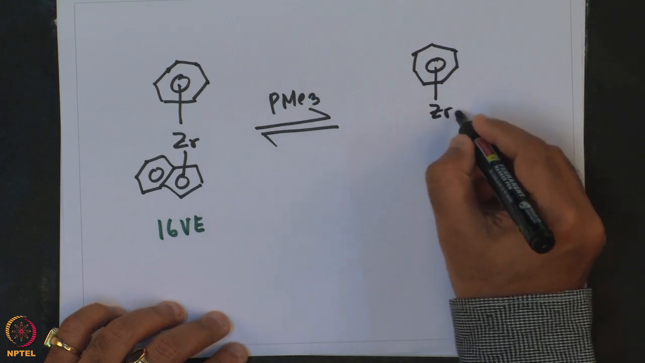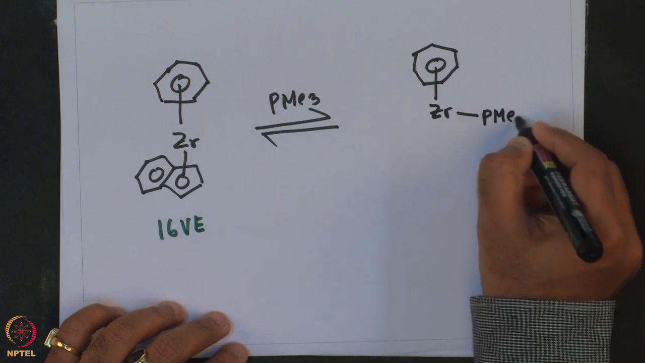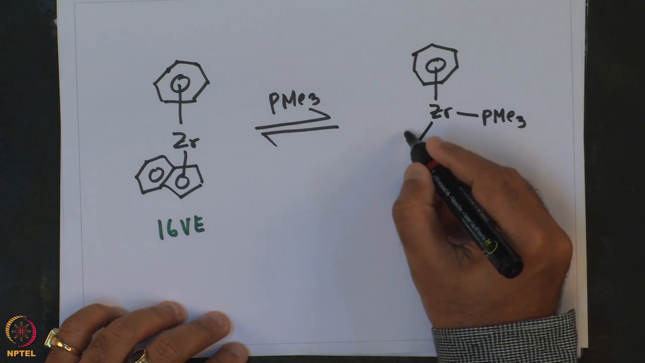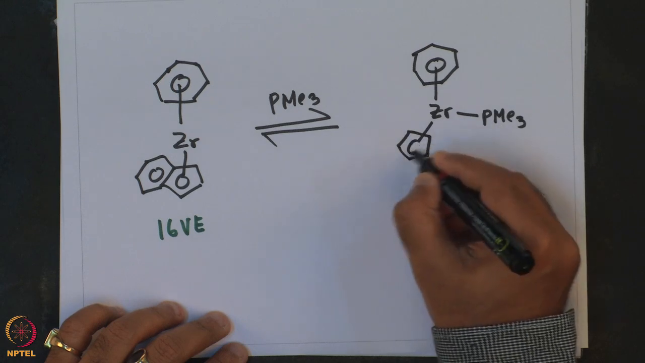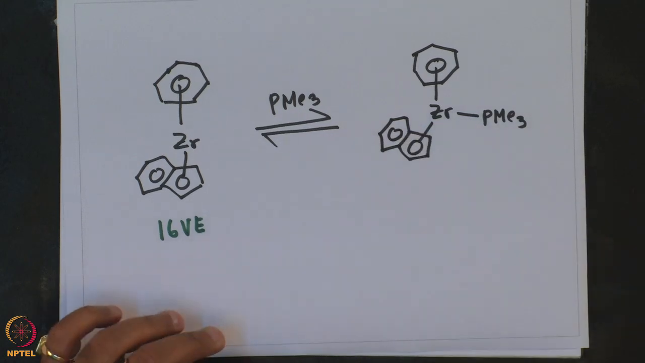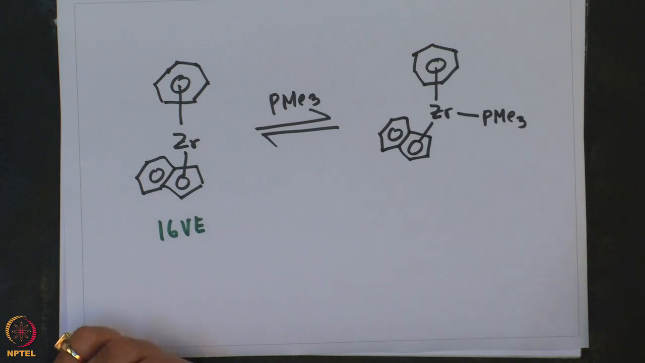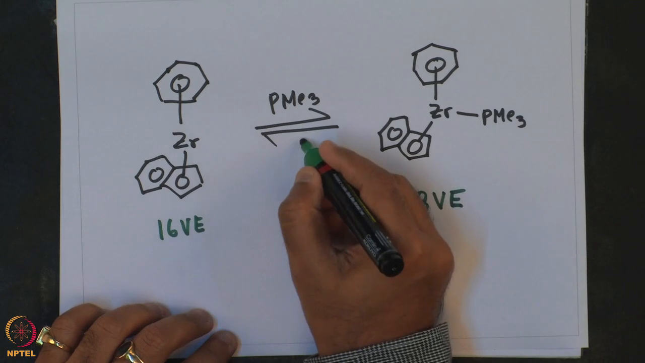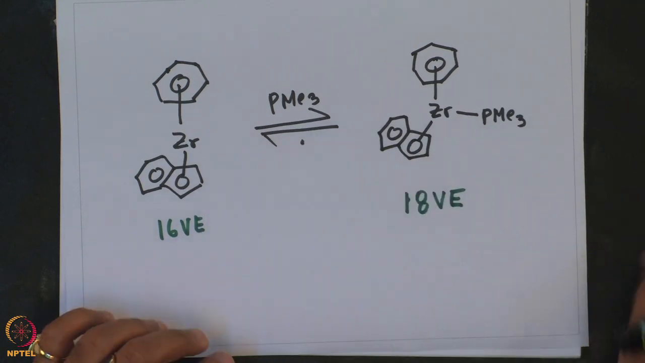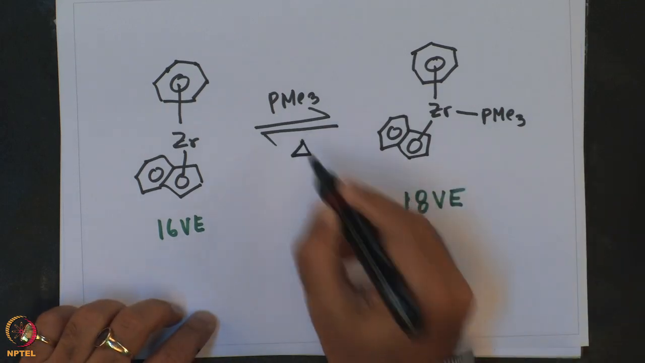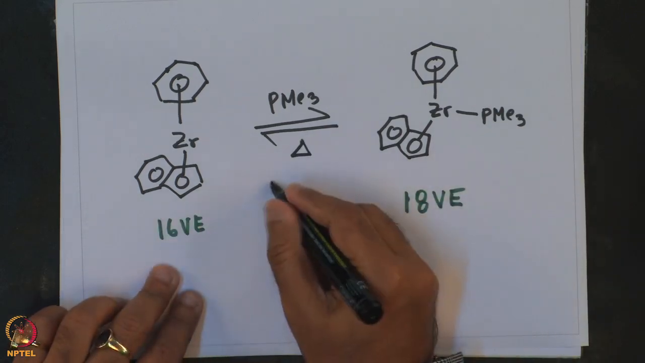giving the zirconium PMe3 adduct of this complex, which also is an 18 valence electron species, and under vacuum this goes back and gives back the 16 electron species.